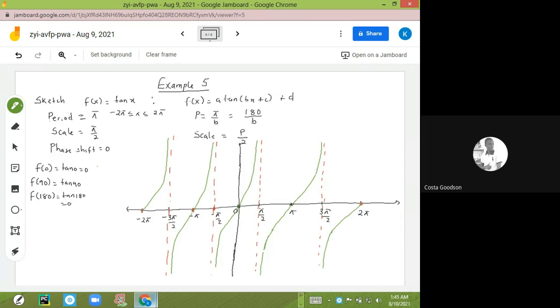Now, how is the phase shift equal to 0? You equate bx plus c to 0. That's how easy the graph of tan is.